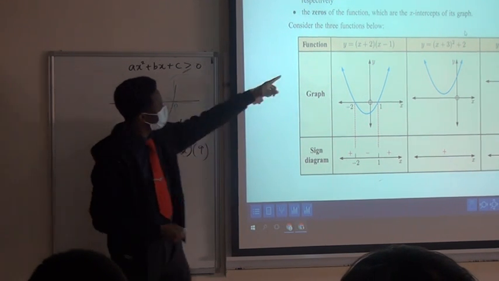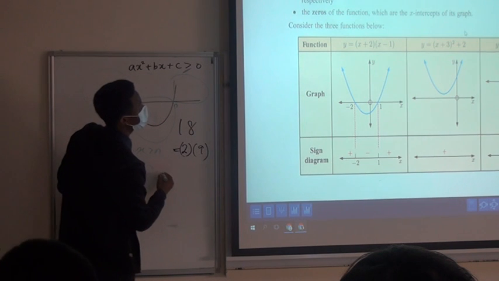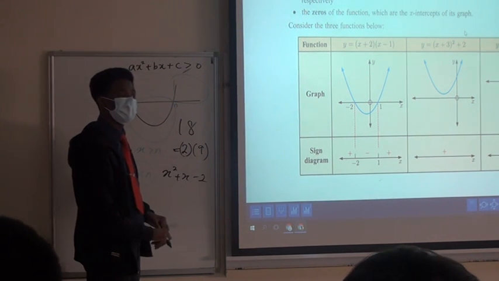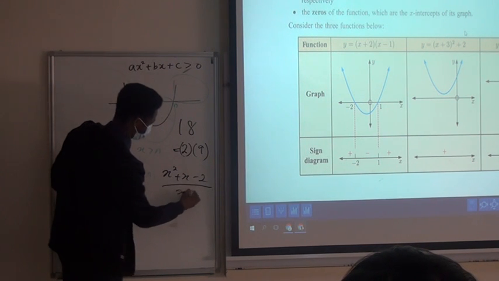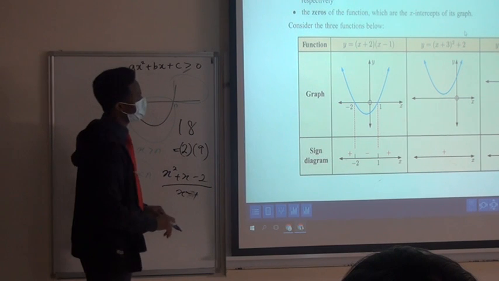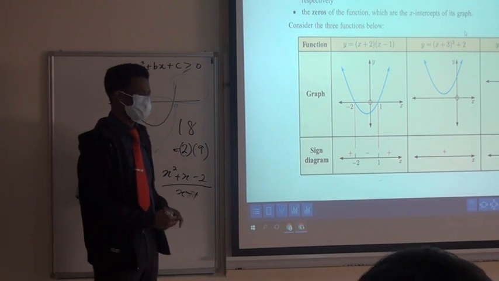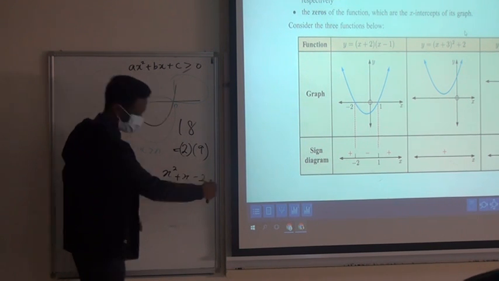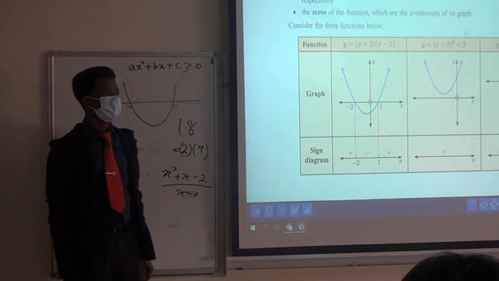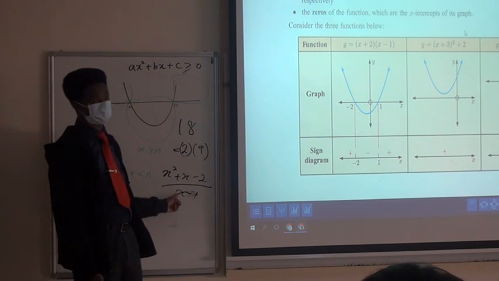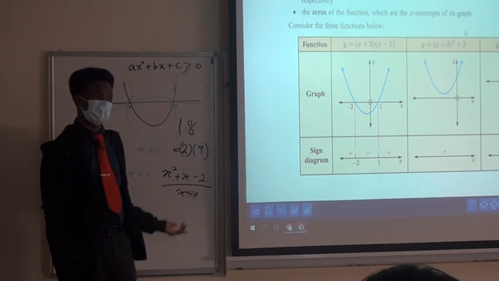Okay? In this case, this is actually x squared plus x minus 2. It means if I divide it by x plus 2, I don't get the remainder. If I divide it by x minus 1, I also don't get the remainder. So these x minus 1 and x plus 2 are factors of this quadratic function. That's why we call them distinct linear factors. And they are linear because the highest power is 1.